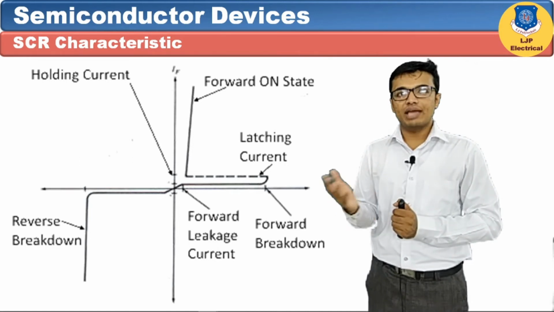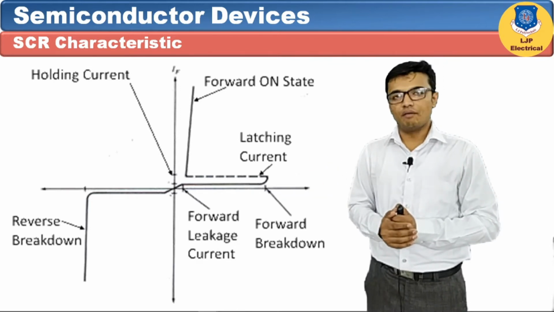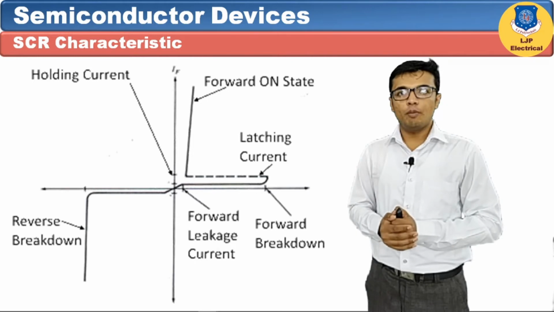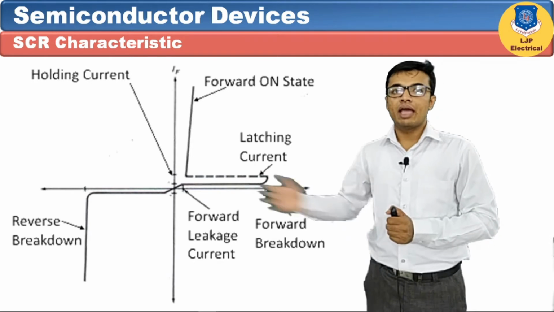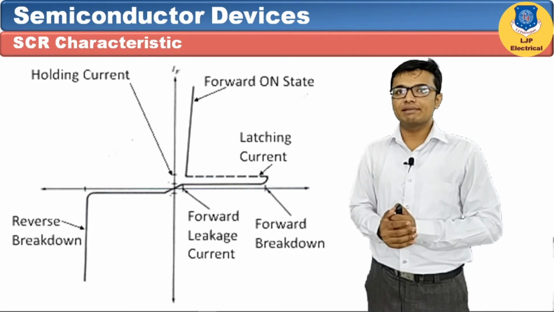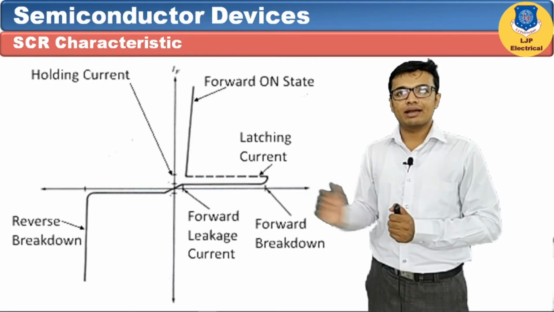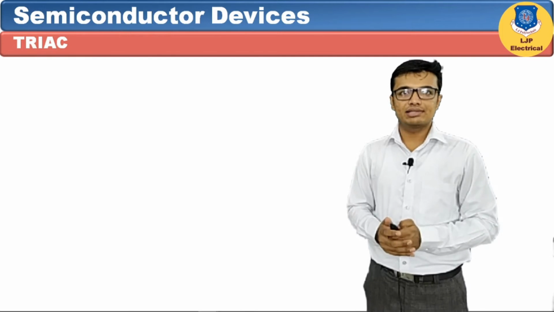When the current passing through the SCR falls below the holding current, the SCR will turn off. SCR will only operate in the forward region. It will not operate in the reverse region. When the reverse bias voltage across the SCR is greater than the reverse breakdown voltage, the SCR will be damaged and we have to replace it. Let's see the next device, that is Triac.